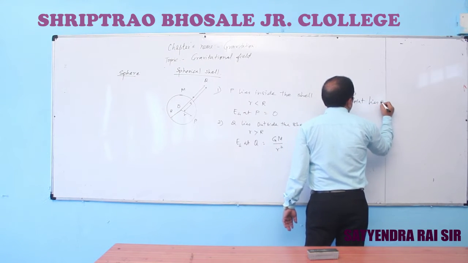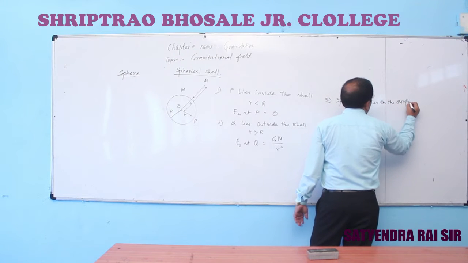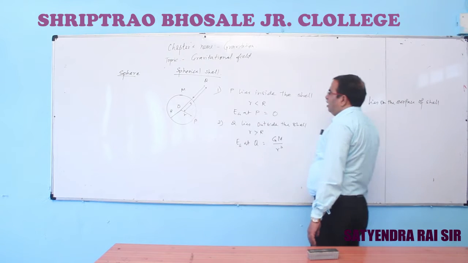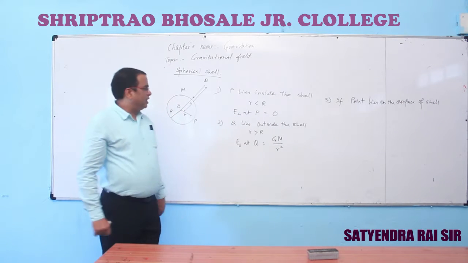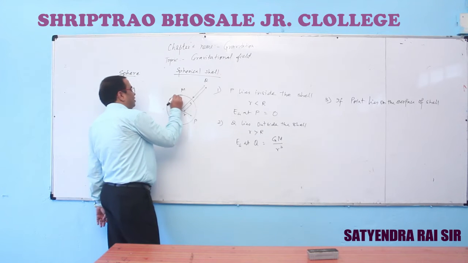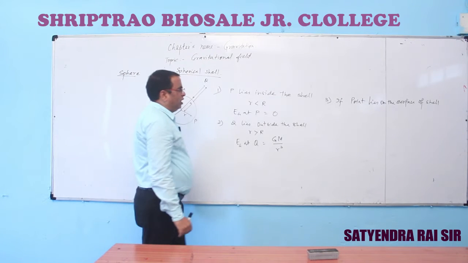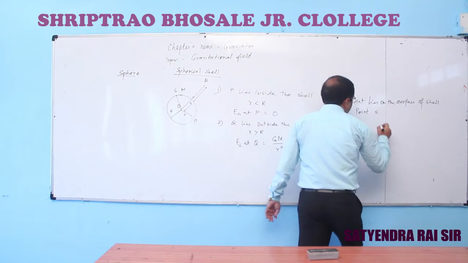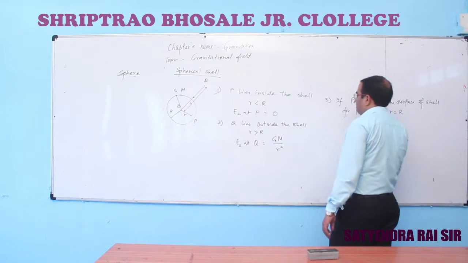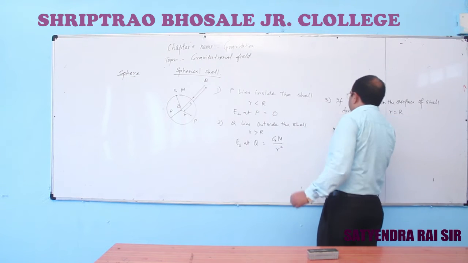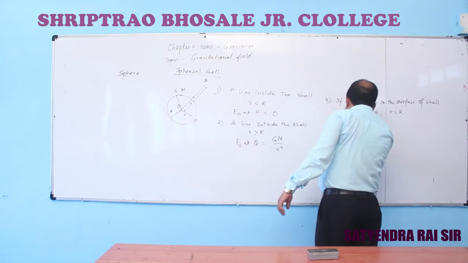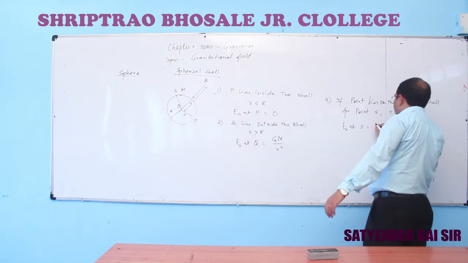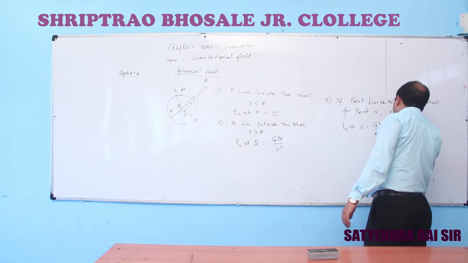And the third case, if the point lies on the surface of the cell, say a point S lies here on the surface. So for point S, small r is equal to capital R. Just replace the small r. What do I get? E_G at S is given by GM by capital R square.